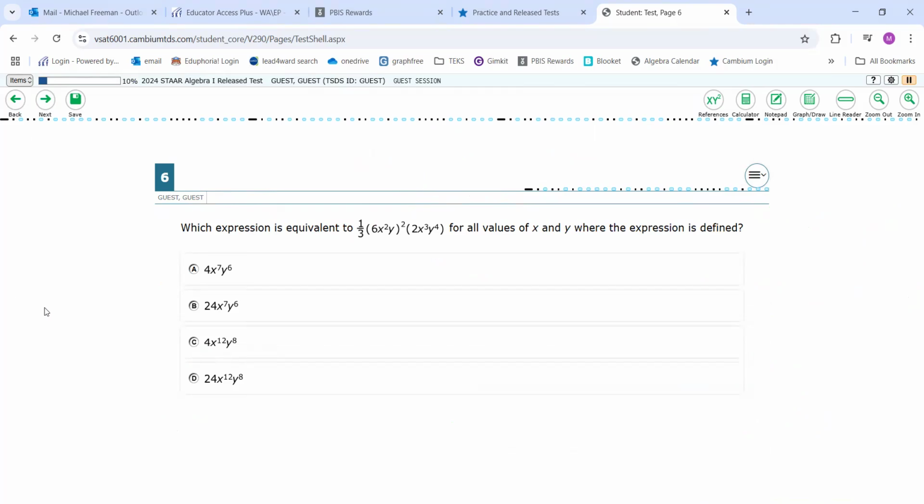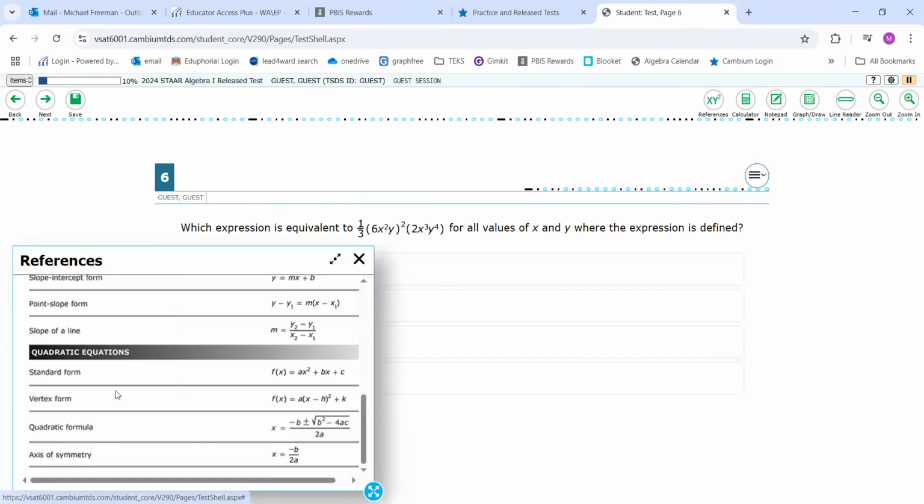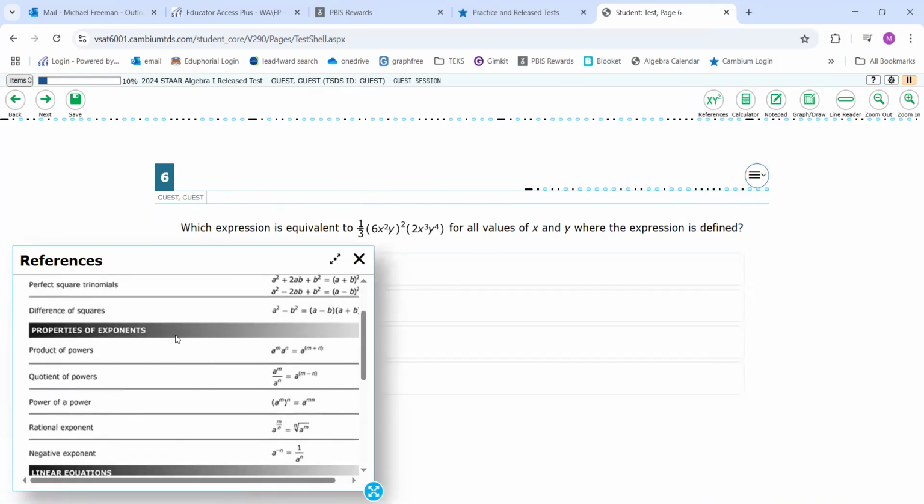All right, so which expression is equivalent to 1/3 (6x squared y to the second power) times 2x to the third y to the fourth, for all values of x and y where the expression is defined. Again, on our reference chart we have all of our exponent rules here. When I'm raising an exponent to an exponent, our power of a power, when it's outside the parentheses, that means we multiply our exponents.